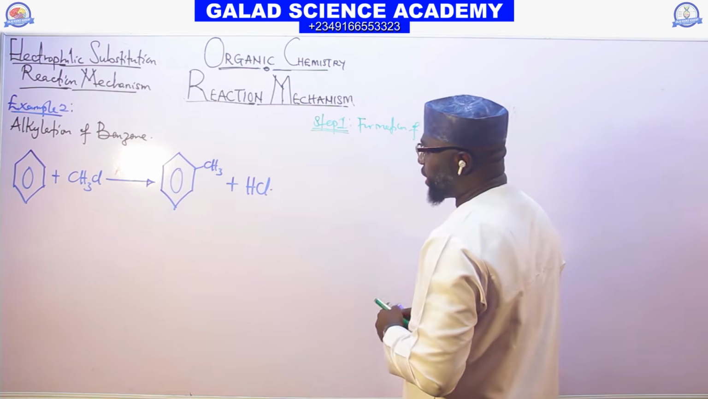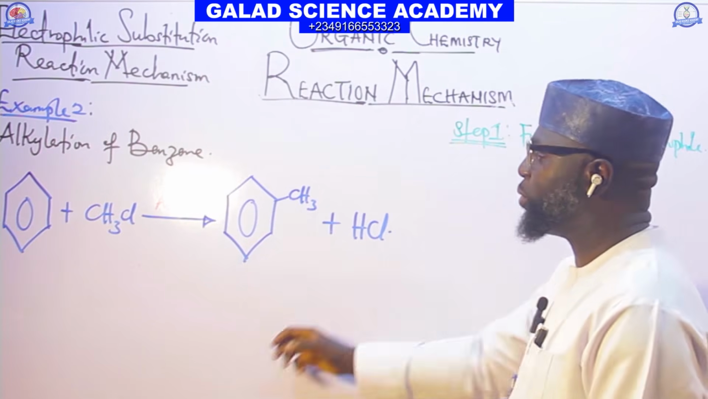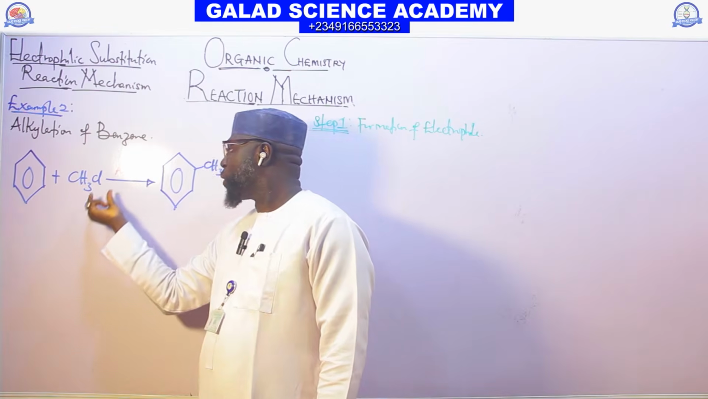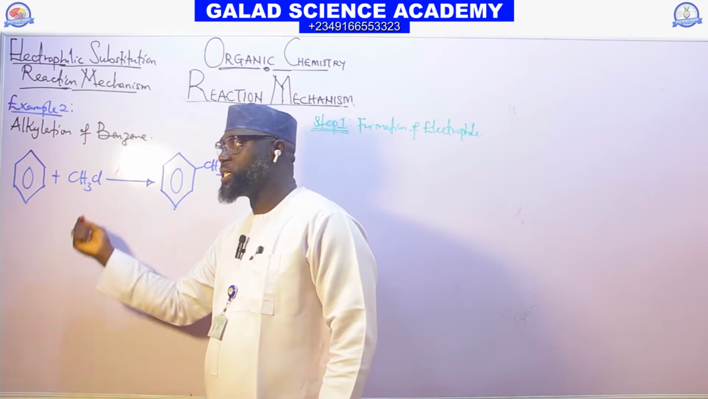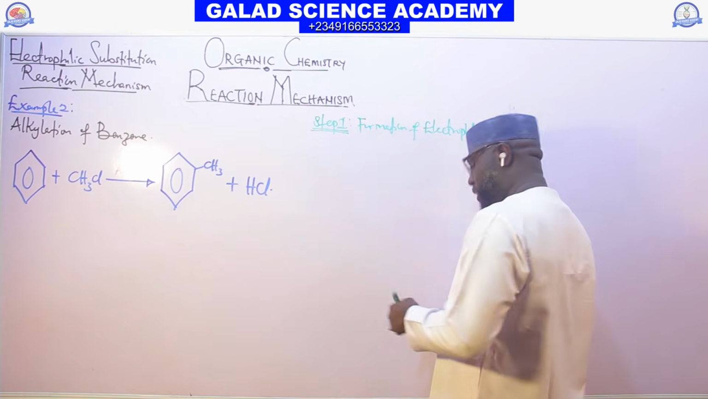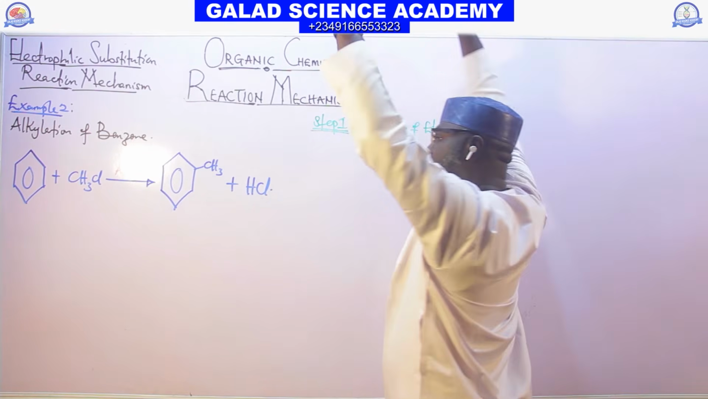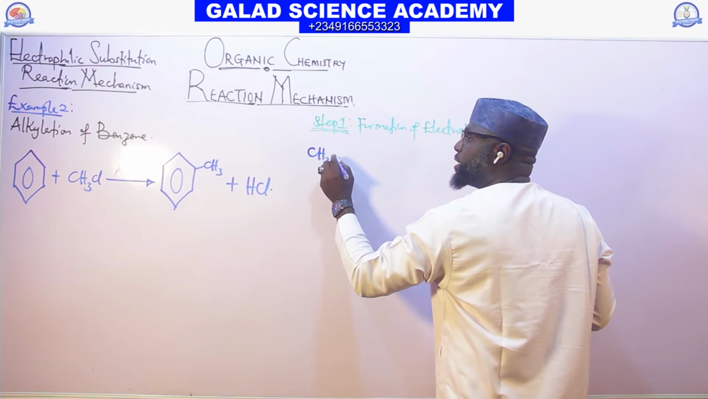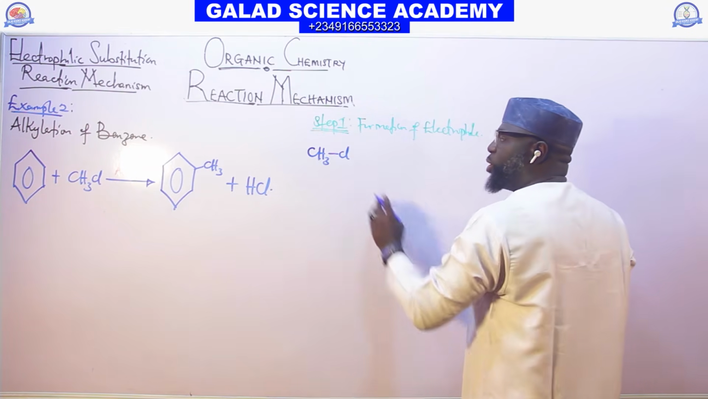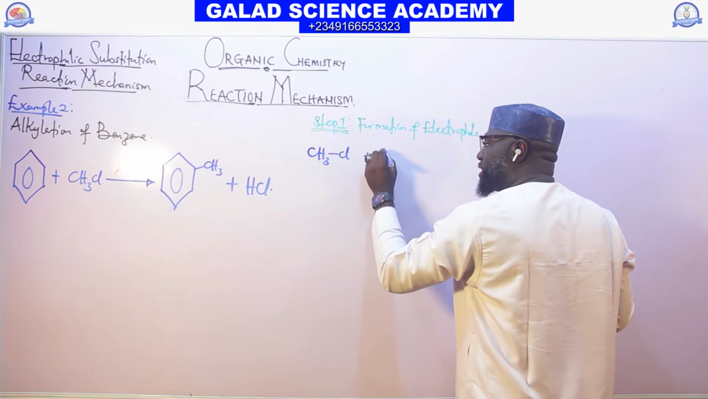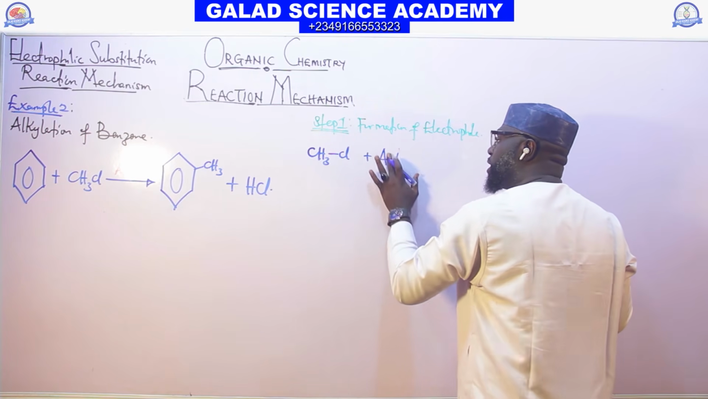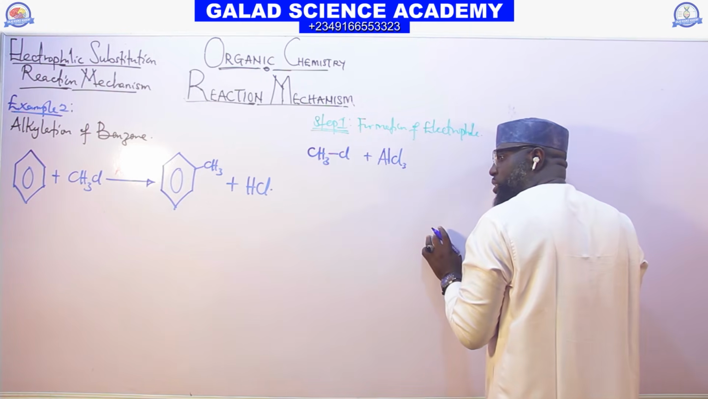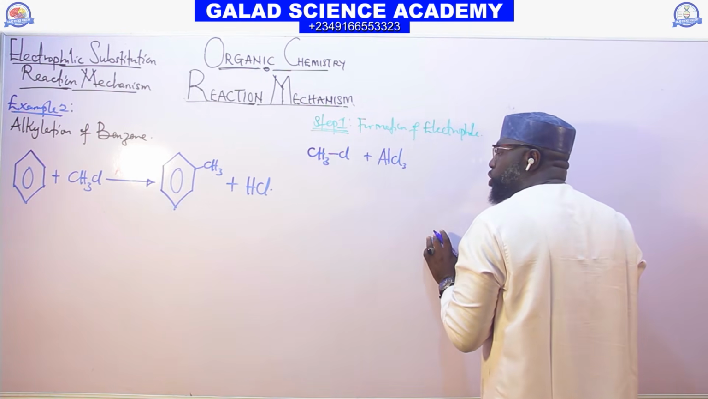We will get the electrophile from the reagents. So this is the substrate, this is the reagent, this is the catalyst. The reagent given is methyl chloride, and the catalyst given to us is aluminium chloride, AlCl3.